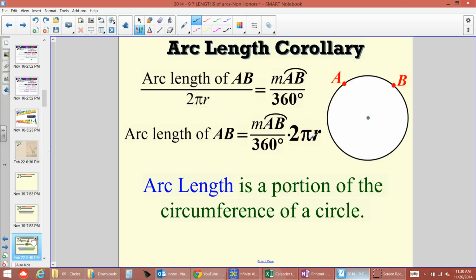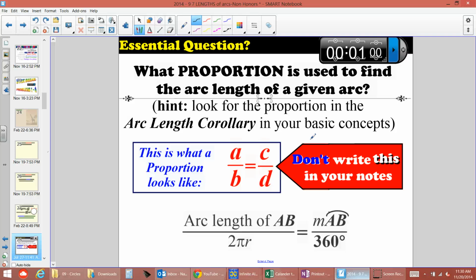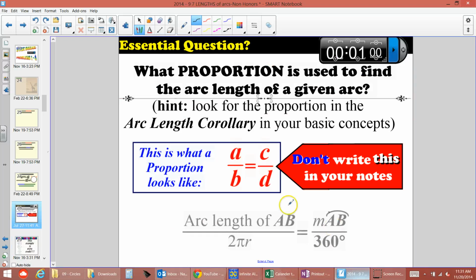We're going to get to see a lot of how this works. That's part of the essential question here. What proportion is used to find the arc length of a given arc? The proportion is the arc length of AB with relationship to the full circumference should be equal to the measure of the arc in degrees compared to the full circle measured in degrees. So then here we cross multiply and we solve some different things. Let me clarify, this is what you should have as an answer for your question.